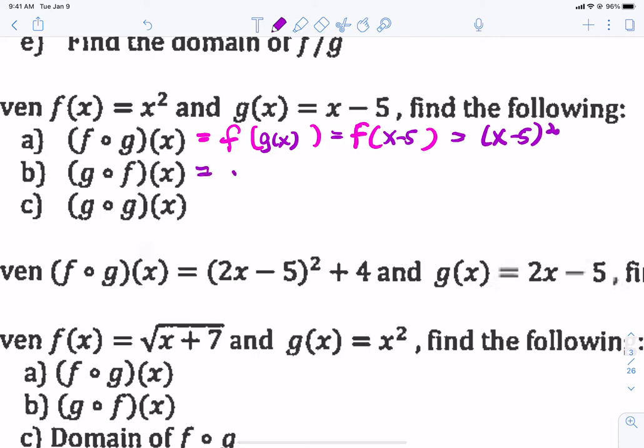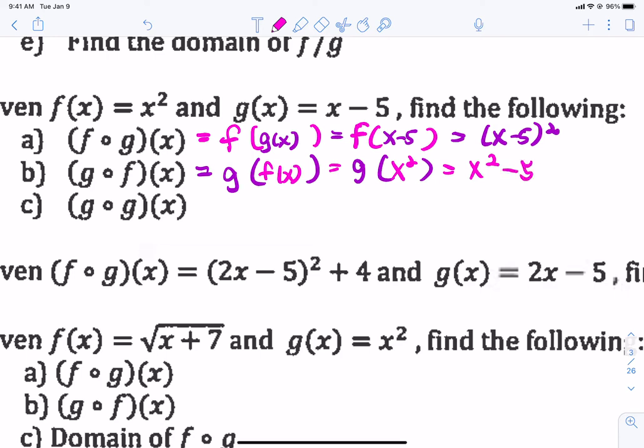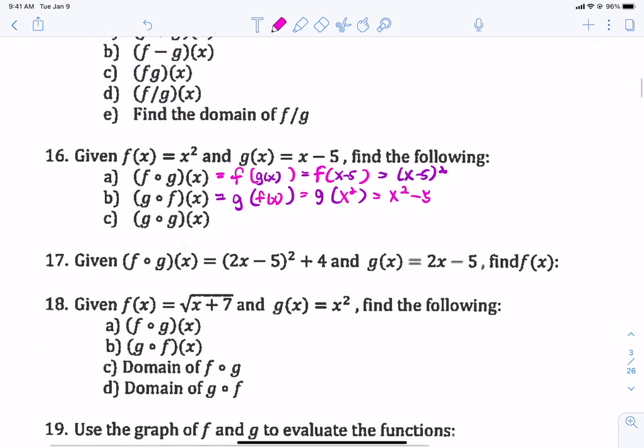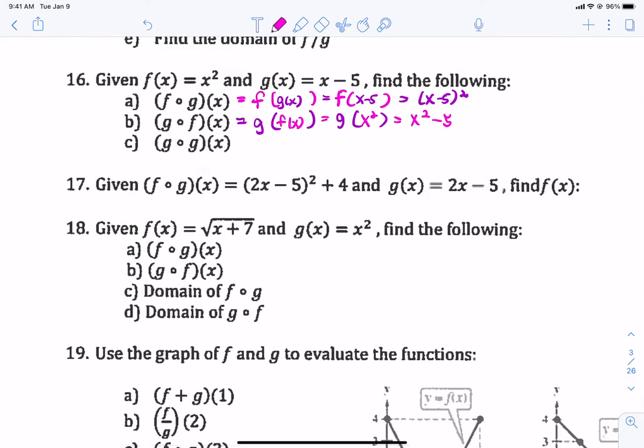Now the other way, g of f, we're going to take the g function and put f of x inside of it. So it's the opposite direction. So we're going to take the g function, and this time we're going to plug x squared in. So that's going to go right here. And so that's going to be x squared minus 5. You get two very distinctly different answers for the most part. For most functions you do. Okay. I think 16, 17, 18, they're all kind of, if you know what 16's doing, you'll be good.